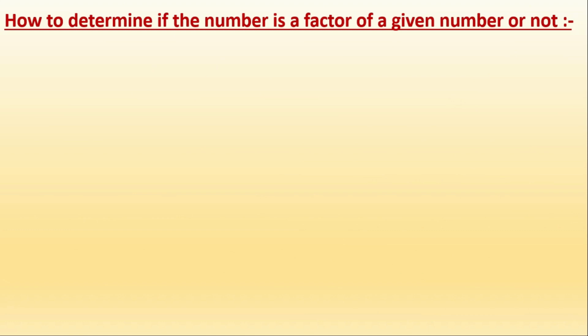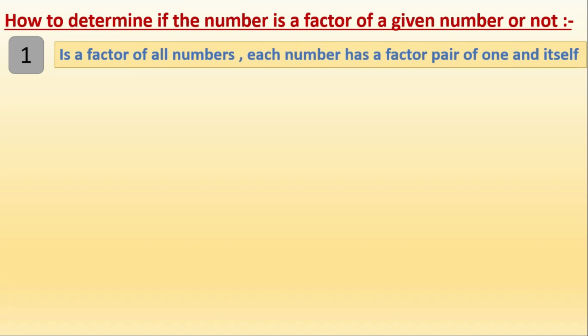Okay. Now we have some notes on how to determine if a number is a factor of a given number or not. The first note: number 1 is a factor of all numbers. Each number has a factor pair of 1 and itself. What does that mean? It means 1 is a factor of all numbers.